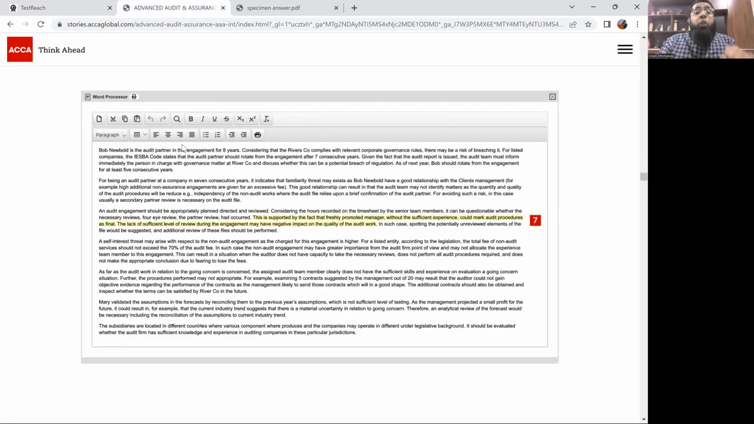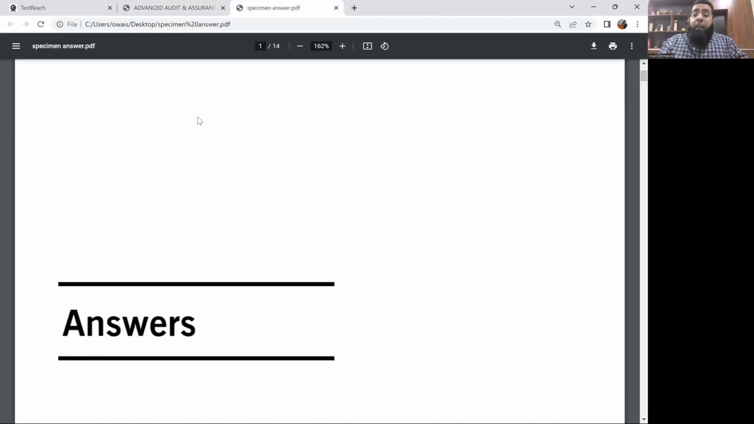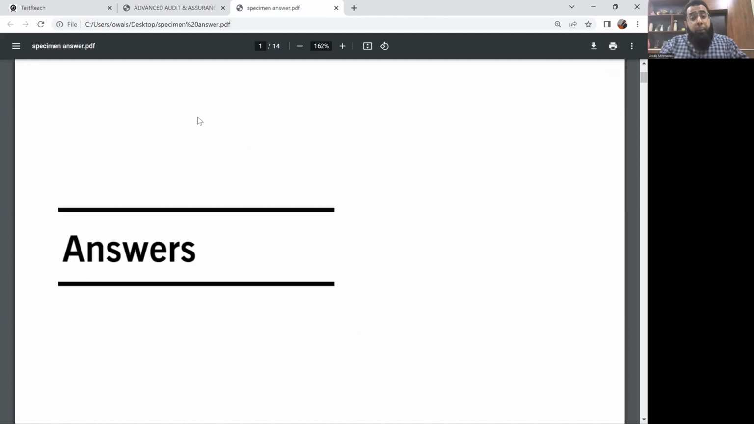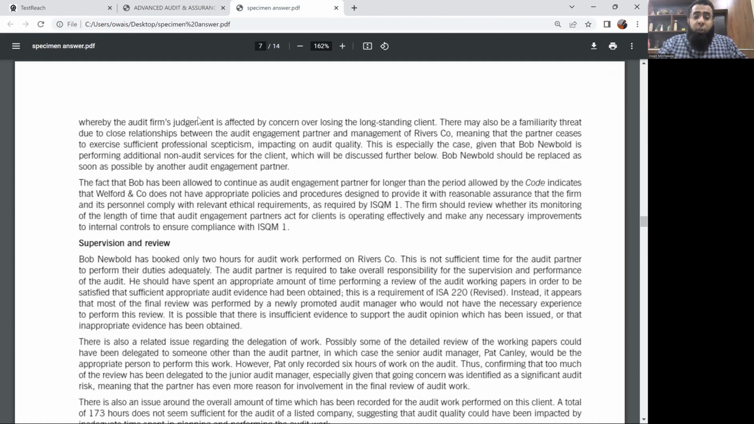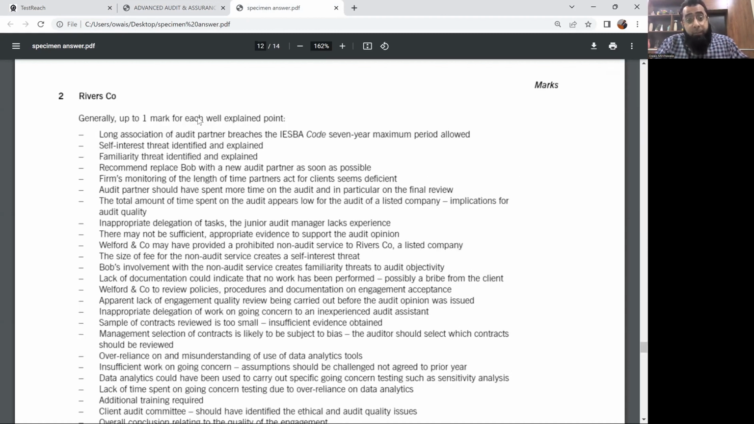So now I want to guide you to a very important document. See, this is the examiner answer, which you people normally refer. Now I will take you to the end of this document where the marking scheme is given. I always say to my students that the marking scheme issued by the examiner is more important than the answer written by the examiner. Generally, up to 1 mark for each well-explained point.